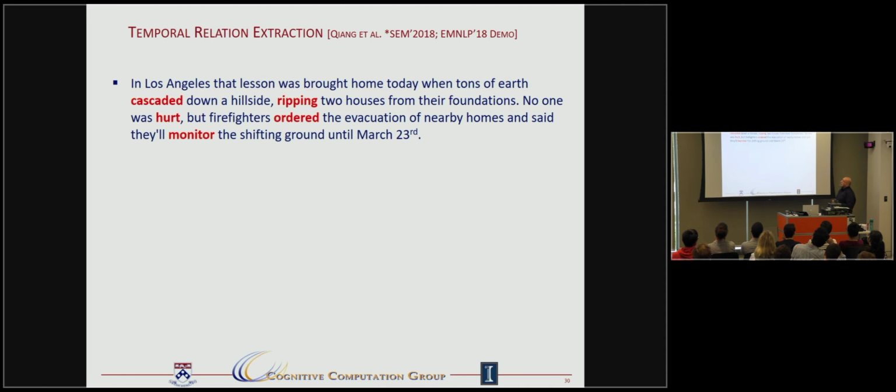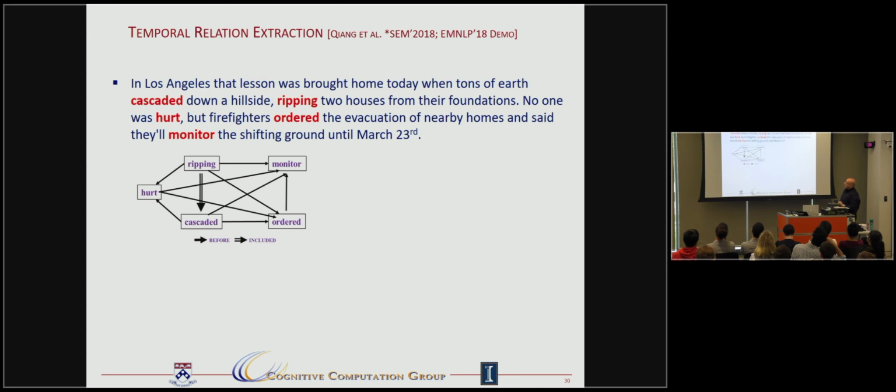Here is one example. There are multiple events here, and you can see them in red. I want to be able to timeline them. I want to understand the relation between them: what's before, what's after, what's included, and so on. It turns out that this is a very difficult task.